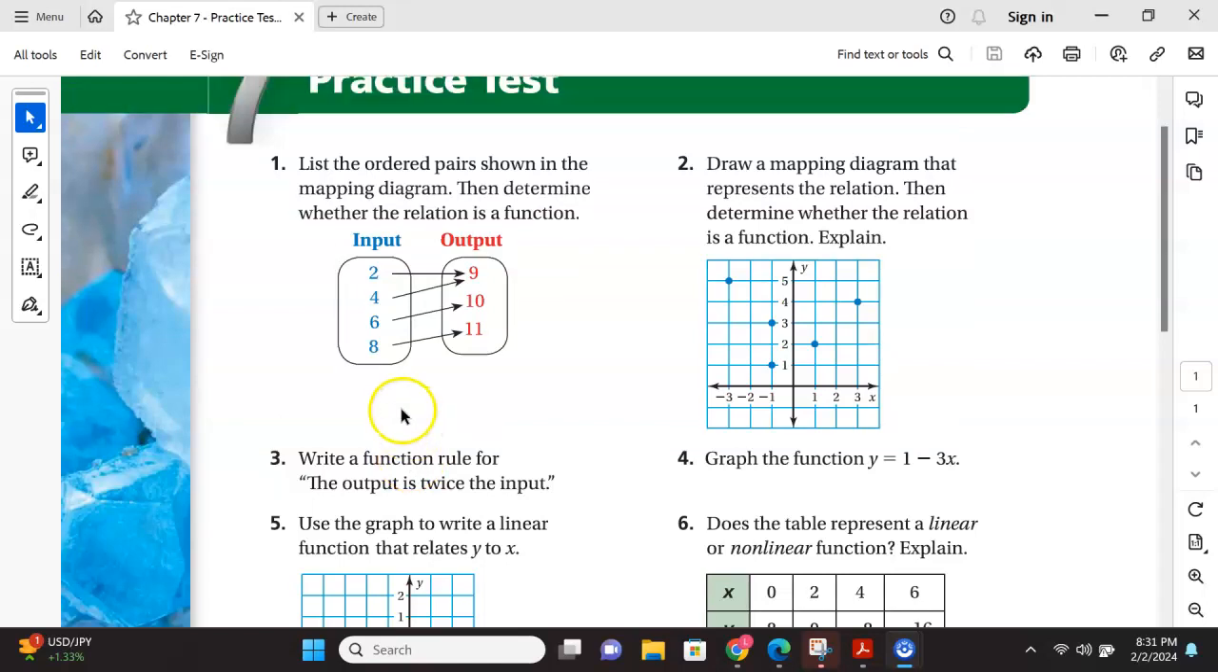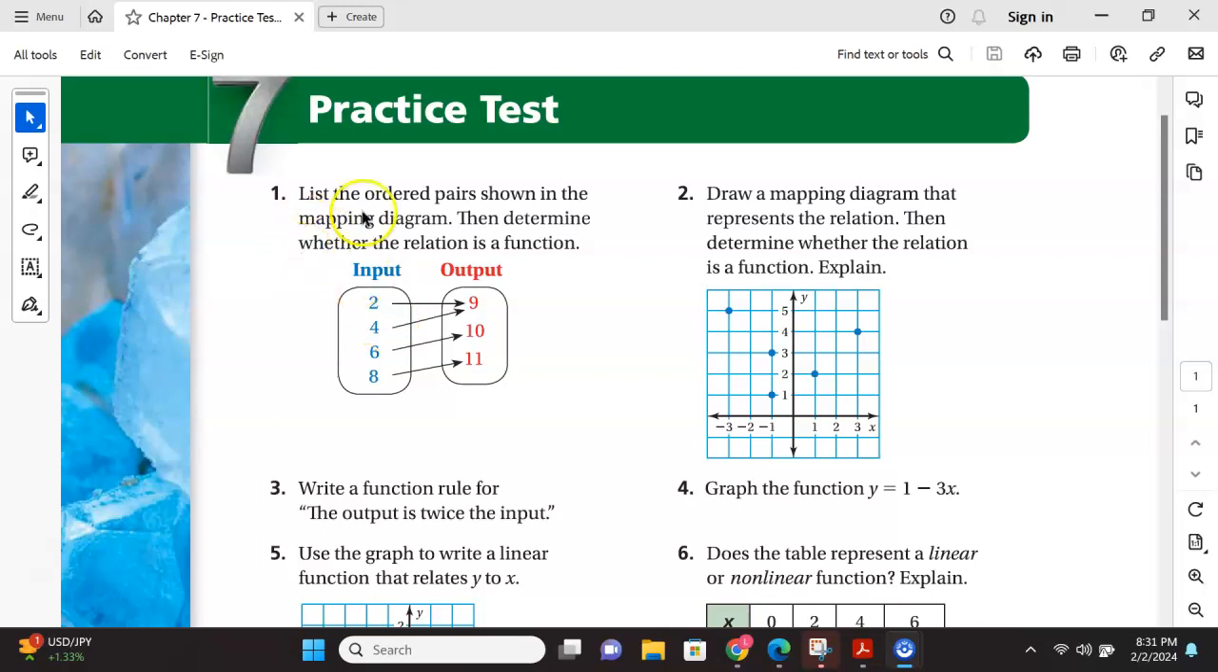Alright guys, here are the answers and the work for the practice test. Hopefully this will help you get ready for the test on Monday. So make sure you get some time over this weekend to review them.